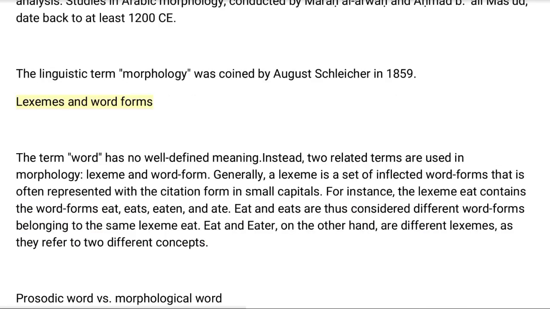Lexemes and word forms. The term, word, has no well-defined meaning. Instead, two related terms are used in morphology, lexeme and word form. Generally, a lexeme is a set of inflected word forms that is often represented with the citation form in small capitals. For instance, the lexeme eat contains the word forms eat, eats, eaten, and ate. Eat and eats are thus considered different word forms belonging to the same lexeme eat. Eat and eater, on the other hand, are different lexemes, as they refer to two different concepts.